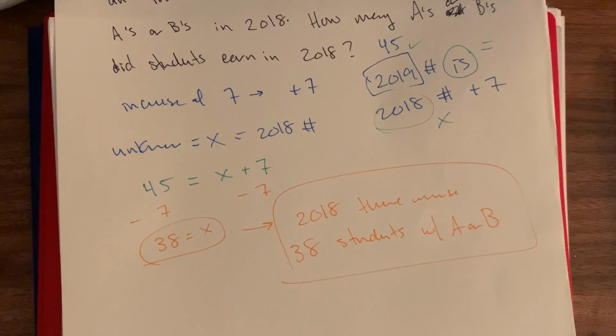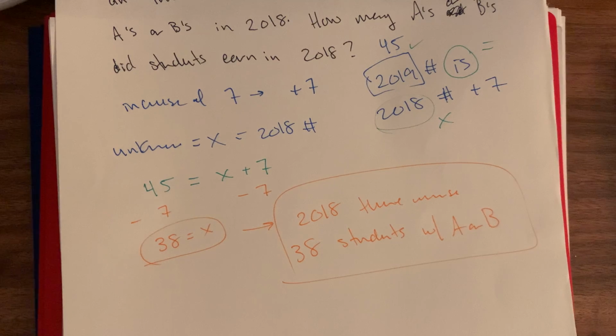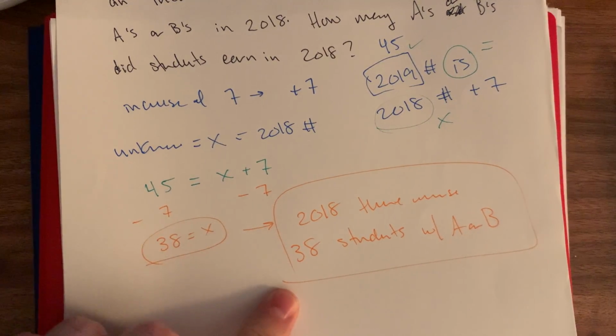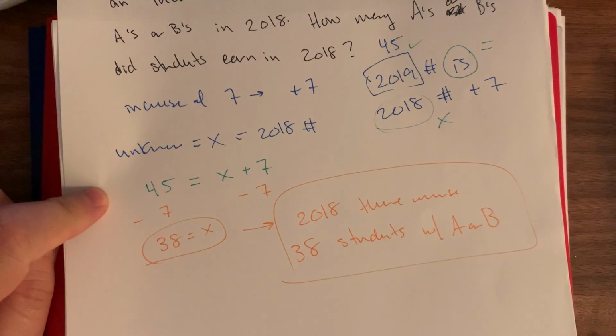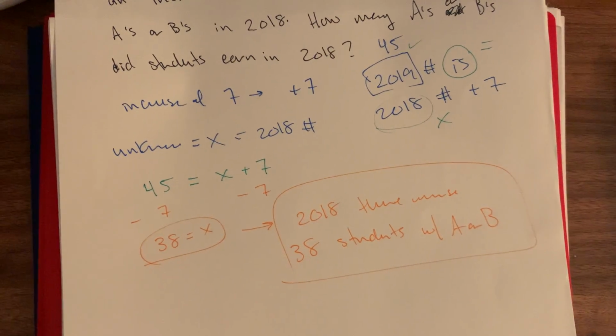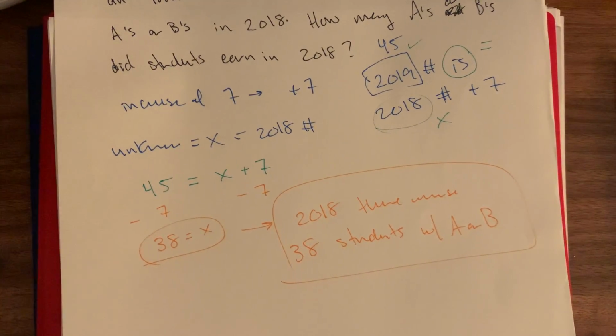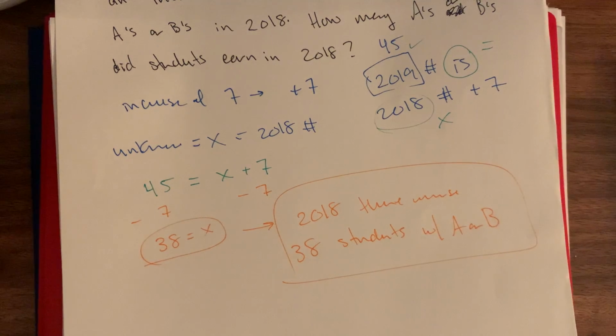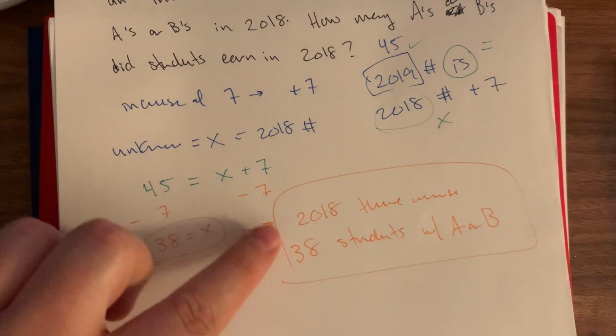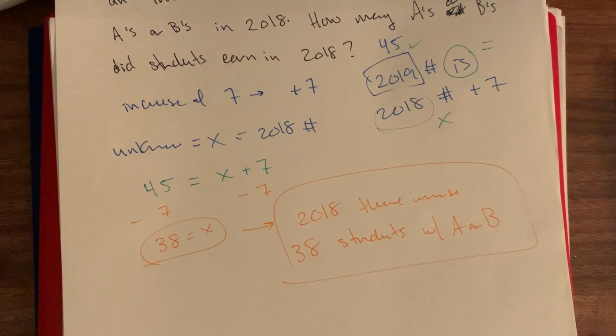So the question is how many A's or B's did the students earn in 2018? So that's this value X. It just so happened that the question we're answering is also the same as our variable. Solving for X then answers our question. And in this case, it's just going to be a matter of solving for this, which is taking the 7 away and getting 38. This is a simple enough situation. If we weren't in this class and you stumbled on this, you might be able to just solve it without even really thinking of it as an equation.